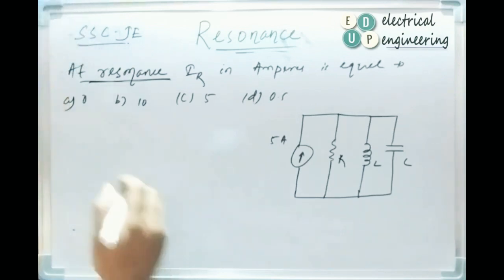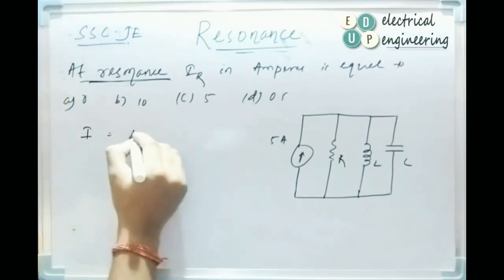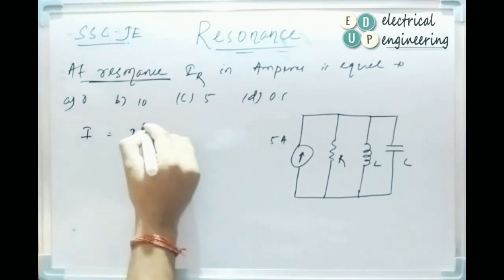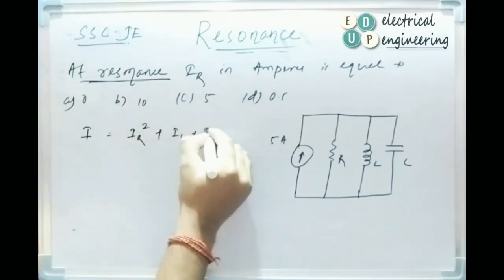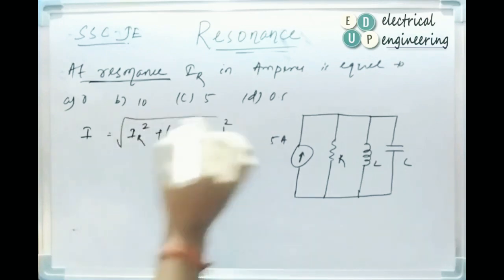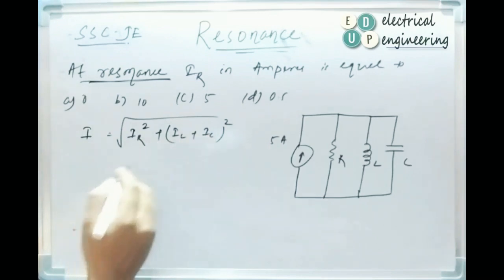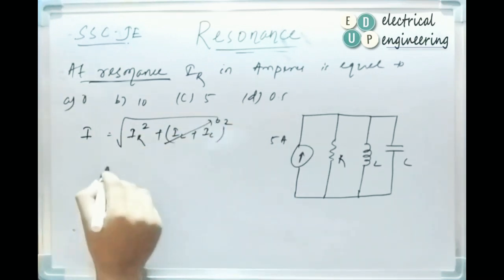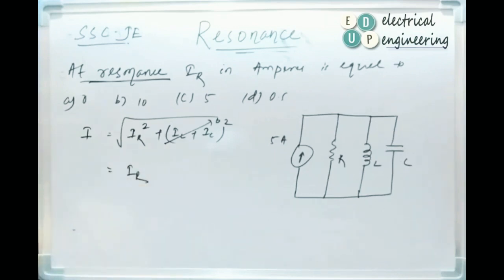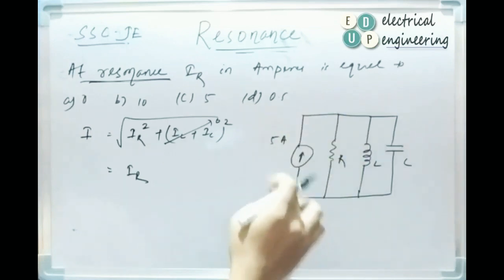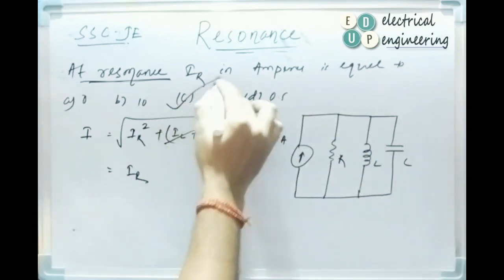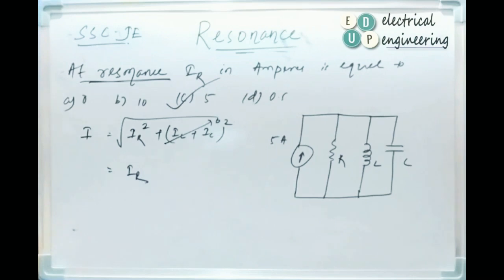If I write I total equals the square root of IR squared plus (IL minus IC) squared, these two are equal and cancelling each other, so it will become 0. So I becomes IR, root over of IR squared is IR. So the IR is nothing but this total current, 5 ampere. So answer C is correct. This is also a very easy question. Let us go to the third question.